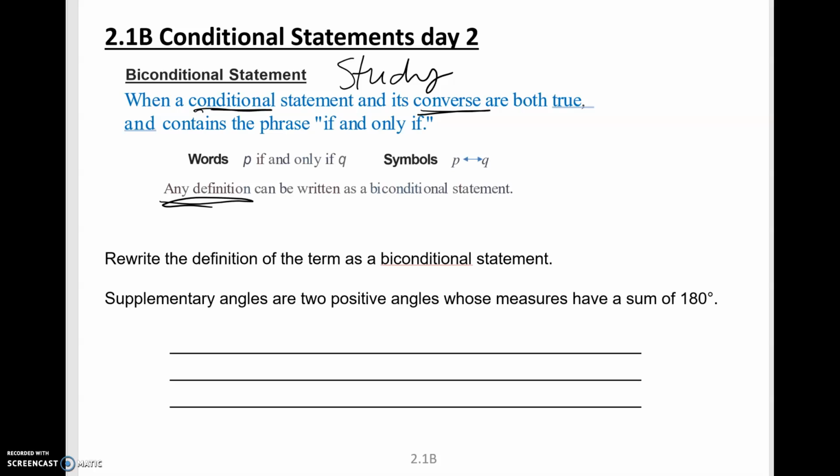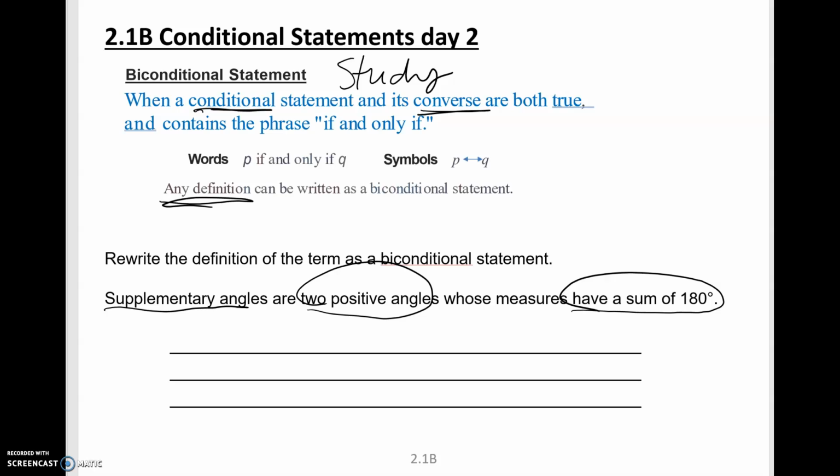So what I want you guys to think of is, what are you doing a definition of, and what are the parts? Okay, so my definition is of supplementary angles, and I know that my two positive angles have a sum of 180 degrees. So if two positive angles are supplementary angles, then they have a sum of 180 degrees. We can go backwards as well and say if two positive angles have a sum of 180 degrees, then they are supplementary. This is how we create a biconditional statement.